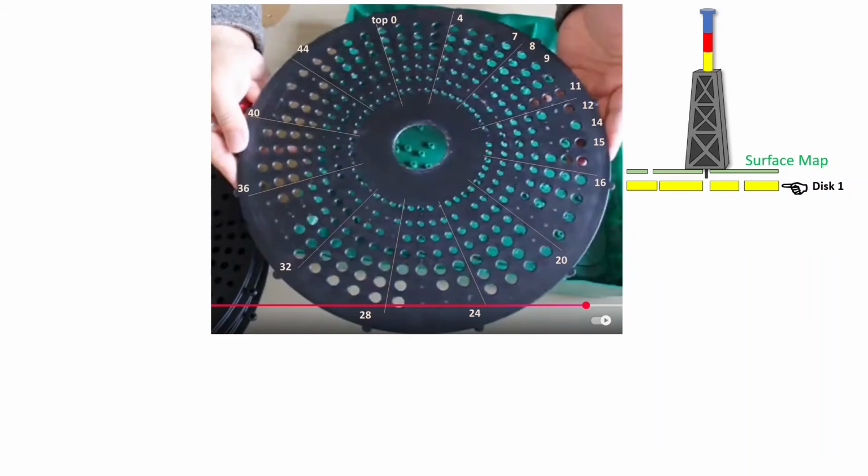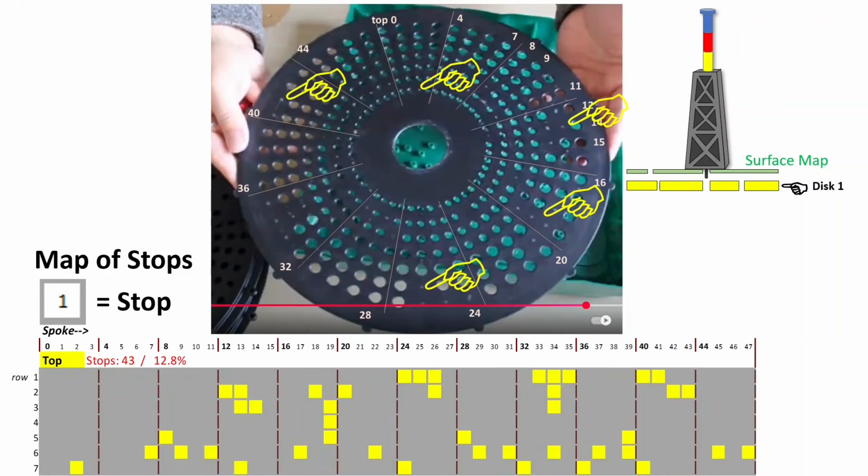Here, a spoiler alert is in order, as the distribution of the oil is not completely random. Thanks to a teardown by Julius Howlett, we can map these stops onto a 7x48 grid, which will serve as our analytic lens for the rest of this study. Rows are numbered 1 to 7 from outside in. I've mapped the top disc at an arbitrary position, marking yellow squares for each stop. There are 43 stops in total for this disc, just under 13% of possible nodes.